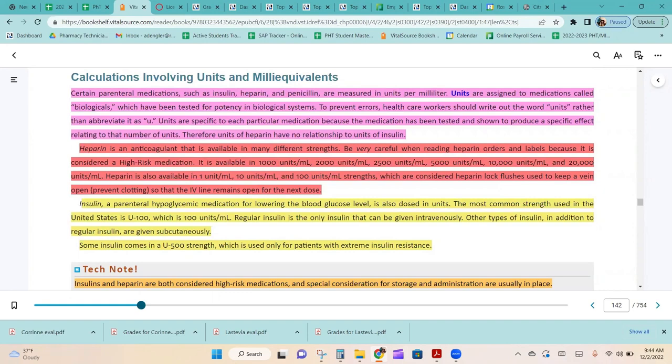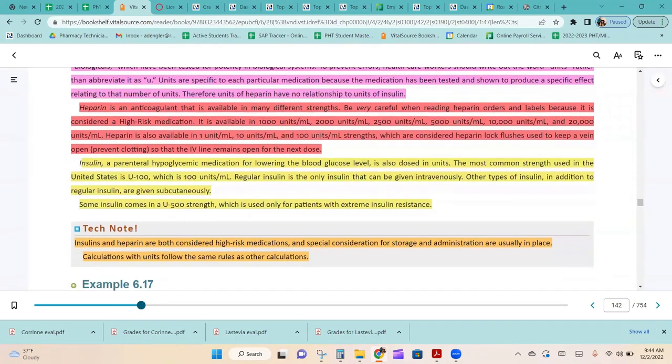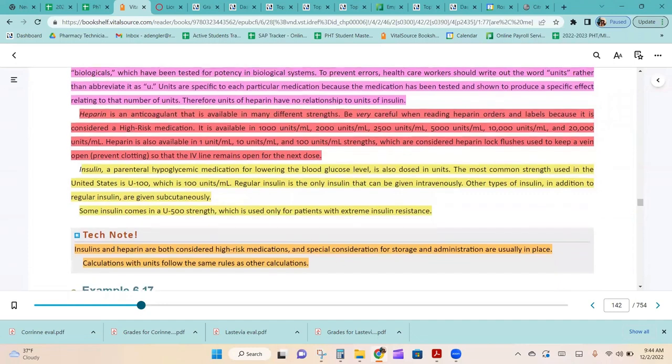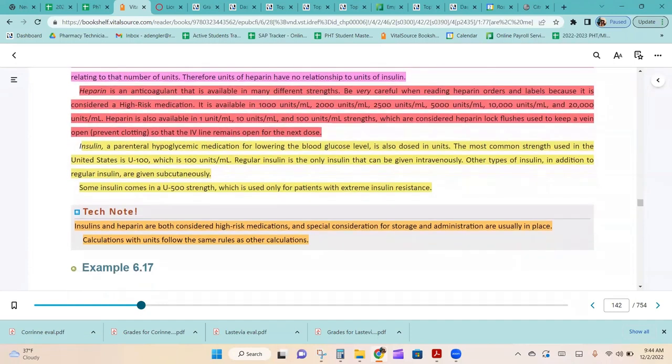Units are specific to each particular medication because the medication has been tested and shown to produce a specific effect relating to the number of units. Therefore, units of heparin have no relationship to units of insulin. So keep that in mind.